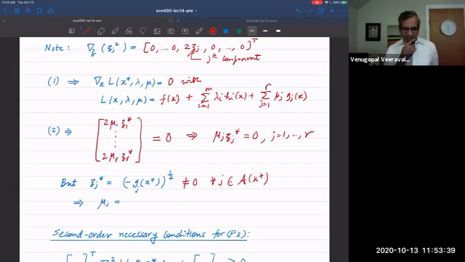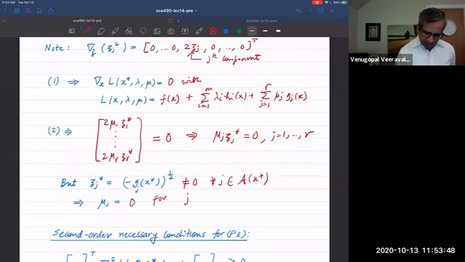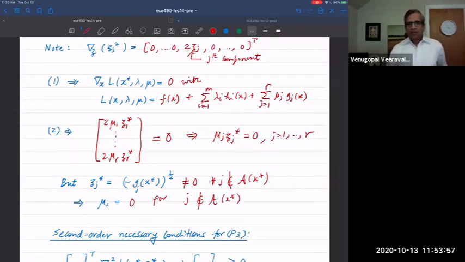So that means that mu j has to be 0 because the product is 0, for j not belonging to the active set. So for all j's that are not in the active set, that are inactive, the mu j has to be 0. That's what we established from that second condition.